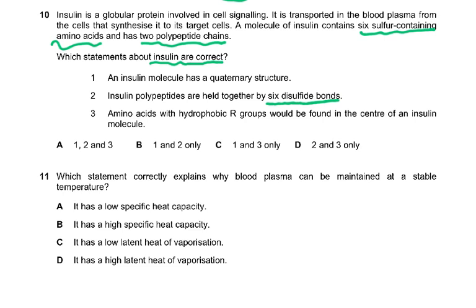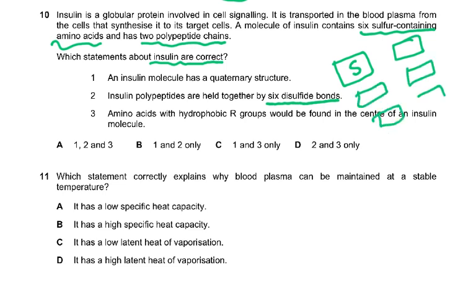This is where the trick question comes. You see, if this is an amino acid with sulfur and this is an amino acid with sulfur, and you have 6 of these, so there can only be 3 disulfide bonds. So this was a good question. So question number 10, the answer is C. Why is the answer C, 1 and 3 only? Because an insulin molecule has a quaternary structure because it has 2 polypeptide chains. Quaternary means 2 or more.